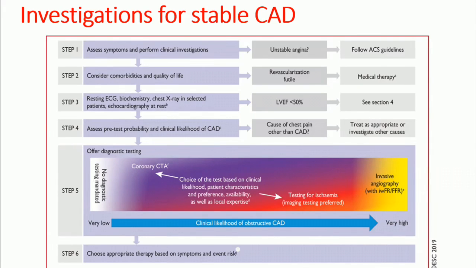So we use exercise ECGs. It's not bad. Even in America, people use a lot of exercise ECGs. But currently where the guidelines are headed are more imaging-based things, because you can see with your own eyes what the perfusion is like during stress, right?